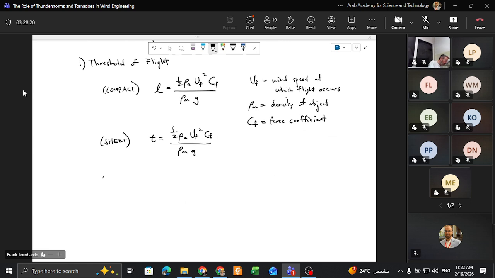And then for our rod debris, it's going to be a little bit different now. We're talking about some diameter. So this is going to be 2 over pi rho a UF squared CF over rho m times G.